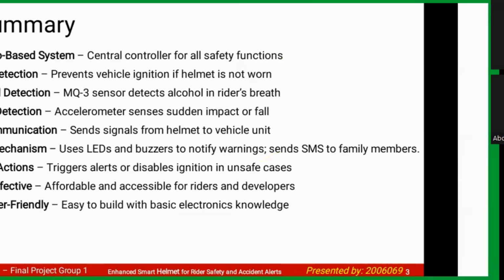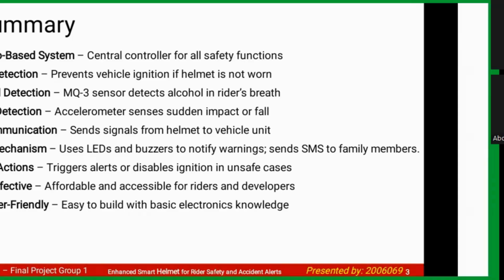Here is our summary. Our project is mainly an Arduino-based project, where we use wear detection, which prevents vehicle ignition if the helmet is not on. Alcohol detection: the MQ3 sensor detects alcohol in the rider's breath. Crash detection: an accelerometer senses sudden impact or fall. RF communication sends signals from the helmet to the vehicle unit. The alert mechanism uses LEDs and buzzers to notify warnings, and sends SMS to family members.